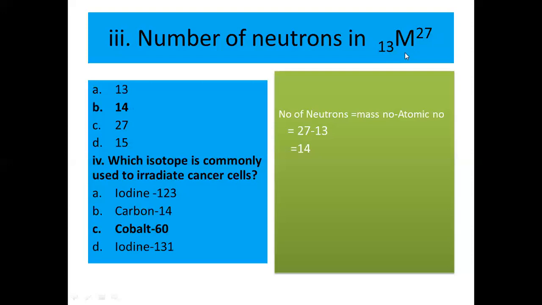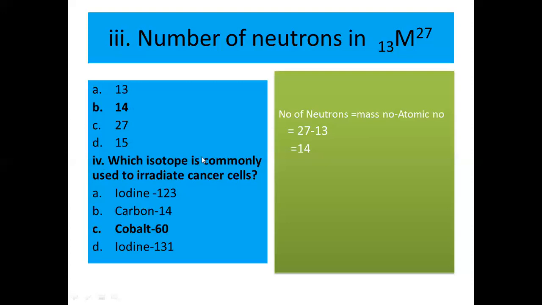So how to find out the number of neutrons? We have the formula. Formula is number of neutrons is equal to mass number minus atomic number. Mass number is 27 and atomic number is 13. So 27 minus 13 is 14. So number of neutrons are 14. So B is the correct option.